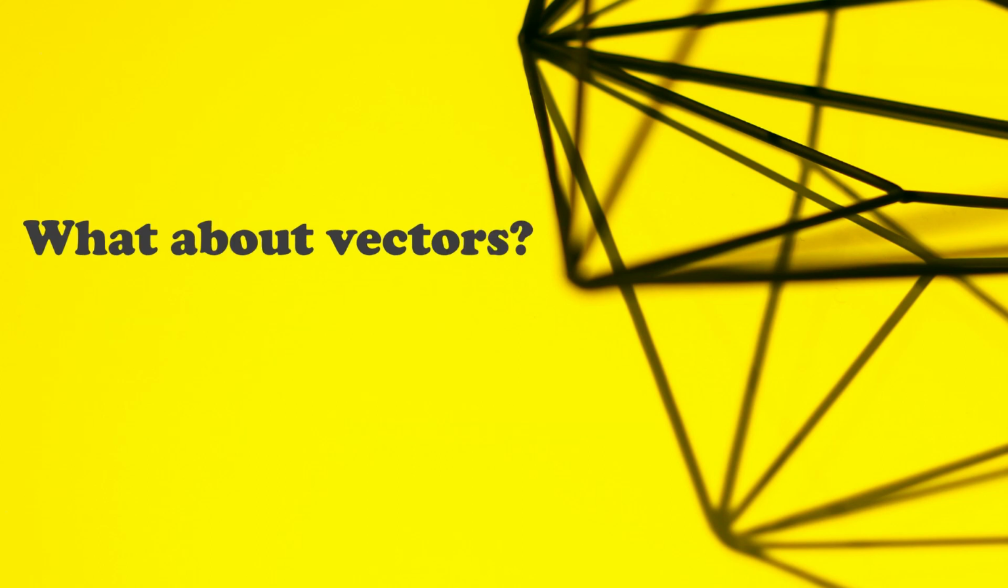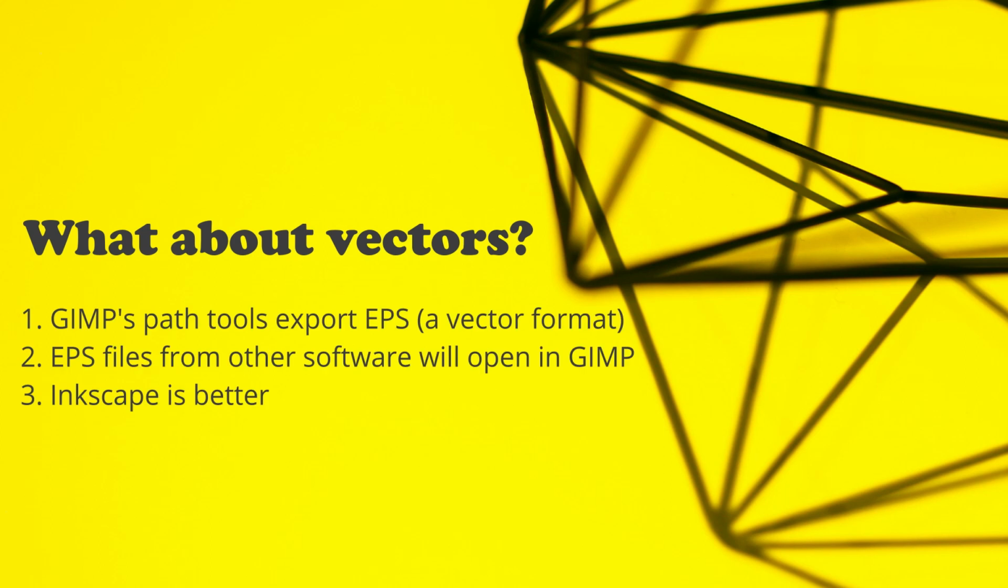Now what about vectors? So as you saw that GIMP identifies itself as raster software but does have path elements with not so strong tools as Inkscape and other vector software. So you can still create some path using path tools and export them with .eps extension. These files will open only on GIMP and other software like CorelDRAW, which can support EPS.